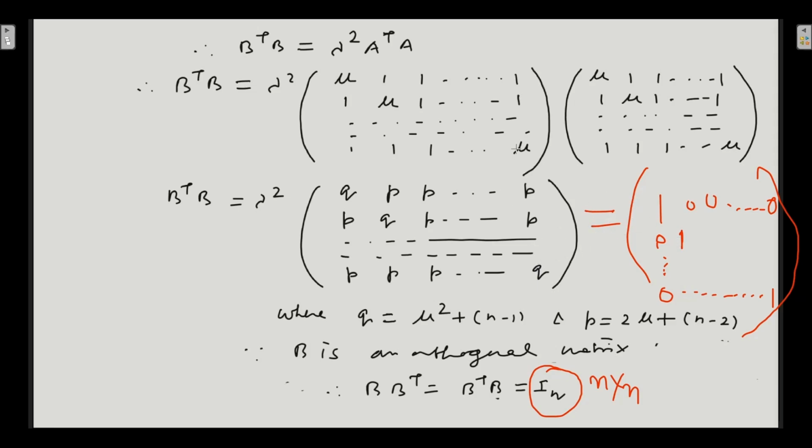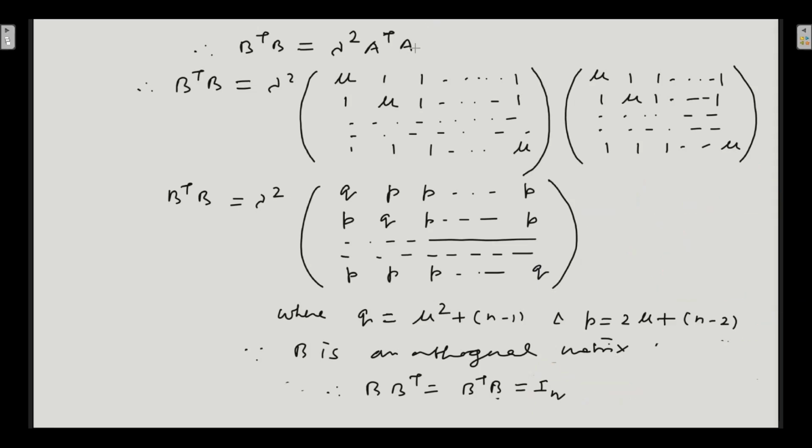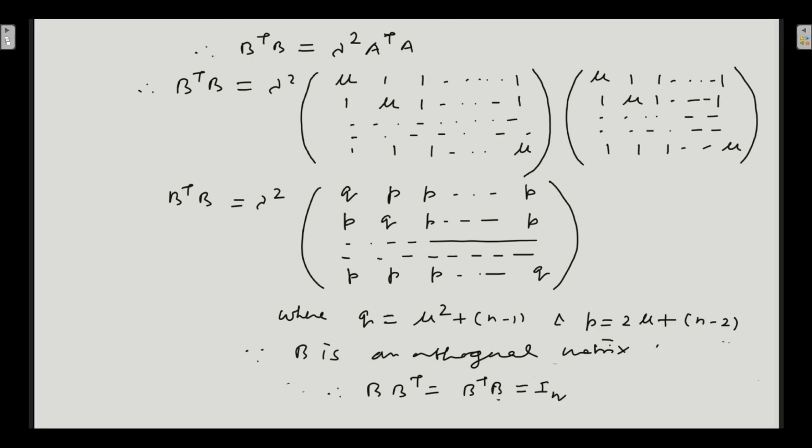Identity matrix, n cross n identity matrix. So just equate this particular expression to the identity matrix. Now, while equating this expression to the identity matrix, what will happen? These elements multiplied by lambda square will be equal to 1. This element multiplied by lambda square will be equal to 1, up to this element multiplied by lambda square, that will be equal to 1.